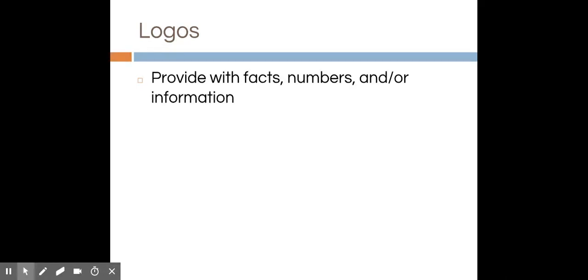The next one is called Logos. So you're going to see there's a couple of the methods of development that end with this os. Logos is when you're providing facts, numbers, or information. Now, this would be an individual fact or number, like a percentage or something like that, or information.